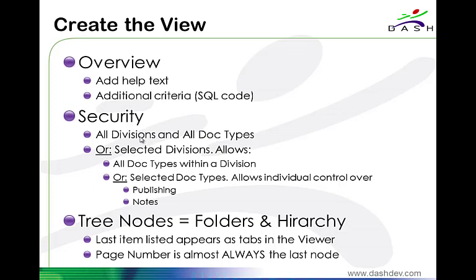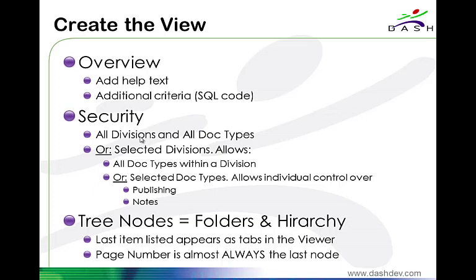Then the last thing you'll do when you're creating a view is add what's called tree nodes. Really, these are the folders and the hierarchy of folders that will be displayed when the user goes to the DDX document viewer. The first item in the list generally is something you want to keep a very small list of. I typically choose division as the top level. That way when somebody's opening the viewer, they're not simultaneously trying to display a very long list of folders. Generally, your list of divisions is relatively short. The last thing on the list should always be page number. Neither of these two rules are hard and fast requirements, but they're generally good practice.